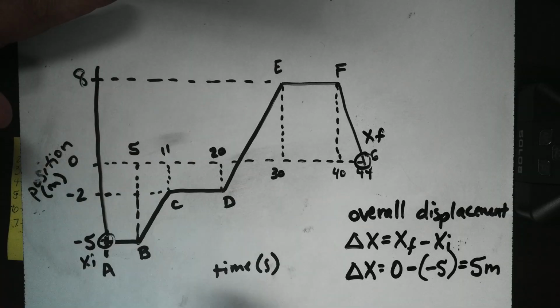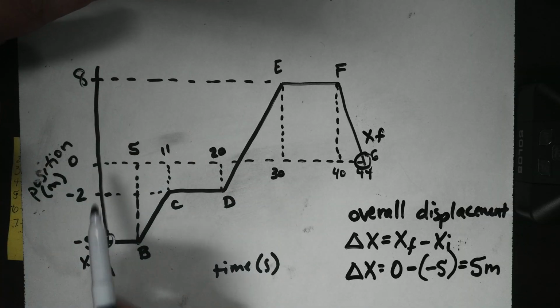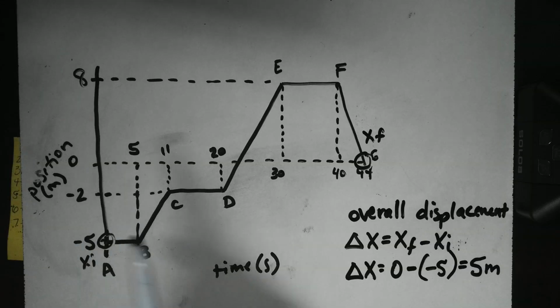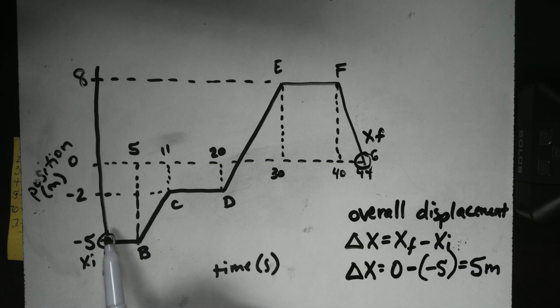You went up, position-wise, 5 meters. Now if that's to the left or right, that's another story. But from -5 to 0, our displacement is positive 5 meters, okay?